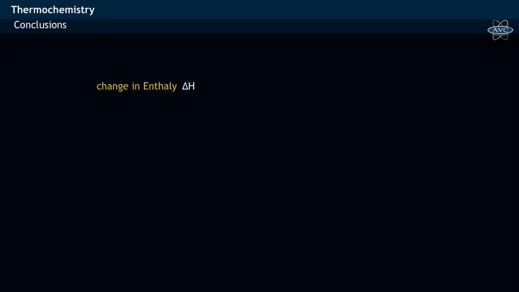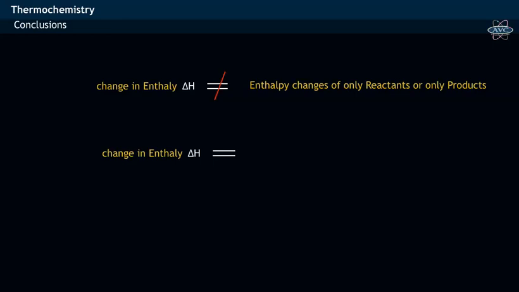The change in enthalpy or delta H value does not refer to any single reactant or product, but delta H value refers to the enthalpy changes taking place in all the species, that is both reactants and products of the entire chemical reaction.